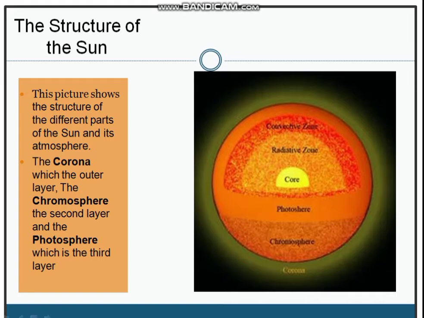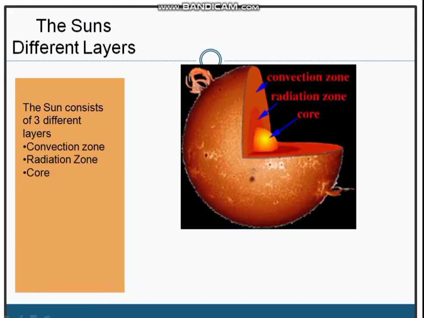The structure of the sun. The sun's atmosphere is made of 3 different parts. We have the corona, which is the outermost layer, the chromosphere, and then the photosphere. The sun is also made up of 3 layers. The outermost layer is the convection zone. Second, we have the radiation zone, and the innermost layer is the core.